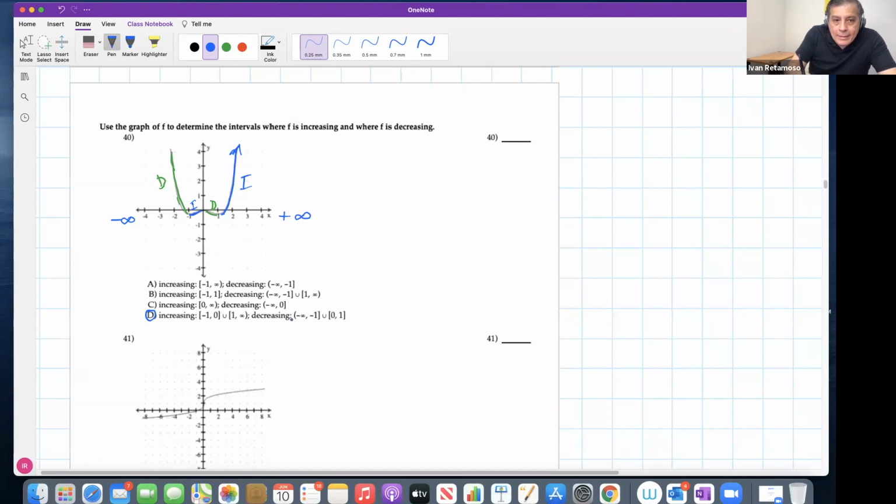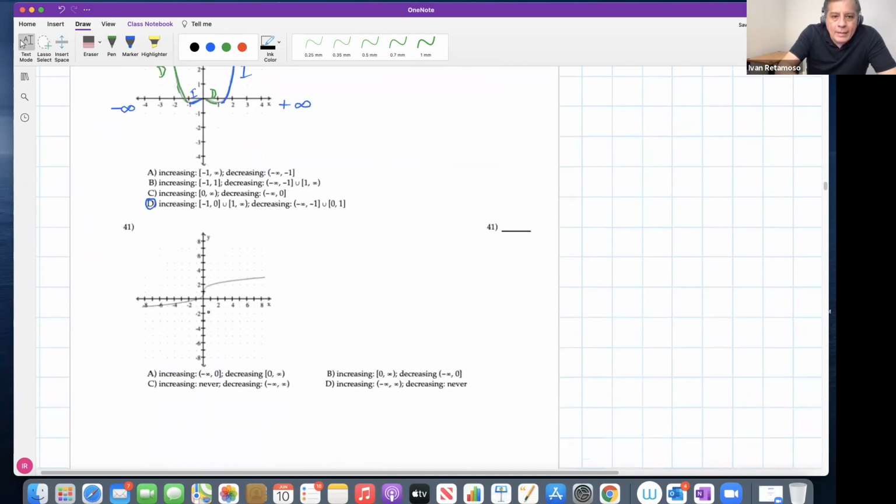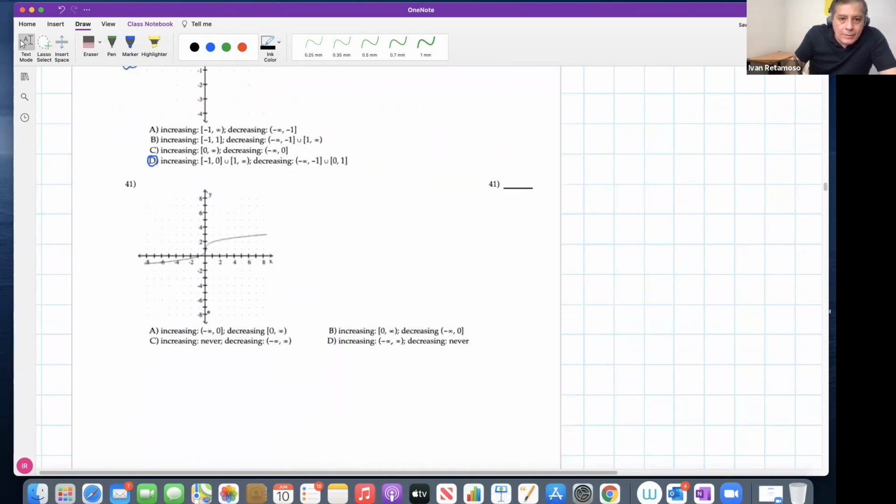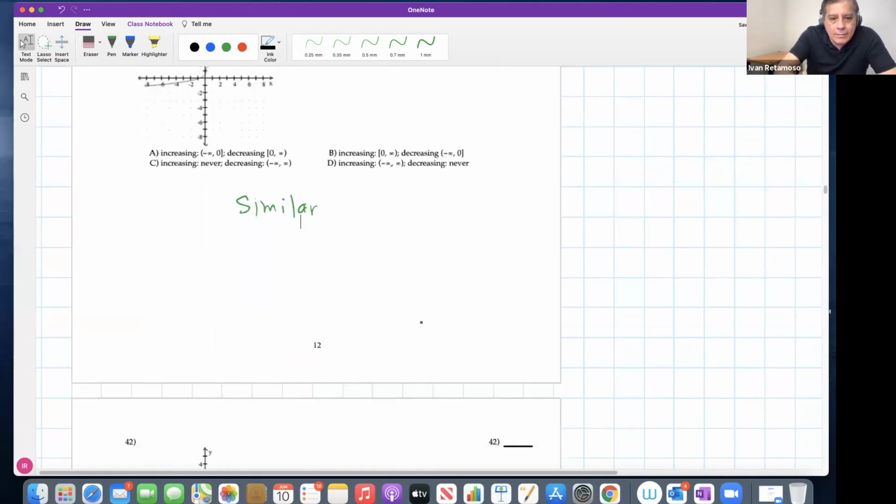So, and decreasing from negative infinity, notice that this continues forever out there. So from negative infinity up to -1, decreasing with a bracket, because this is part of the graph, union from 0 to 1, right? 0 to 1, that's it. D. Very good. Moving on, again, another one. I will leave this for you to do similar, okay?